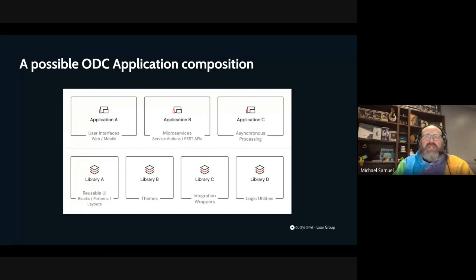In an ODC application, in a very similar way but without the modules, applications are aligned around those same concepts: business concepts, life cycles, owners, and sponsors, without breaking down into those modules. In this example, application A is focused on user interfaces for web and mobile. Application B has the microservices and REST APIs. Application C has the asynchronous processing. Then we have our libraries with our reusable UI patterns, themes, wrappers, and logic utilities. Each library has a specific purpose, making sure that it's highly reusable.